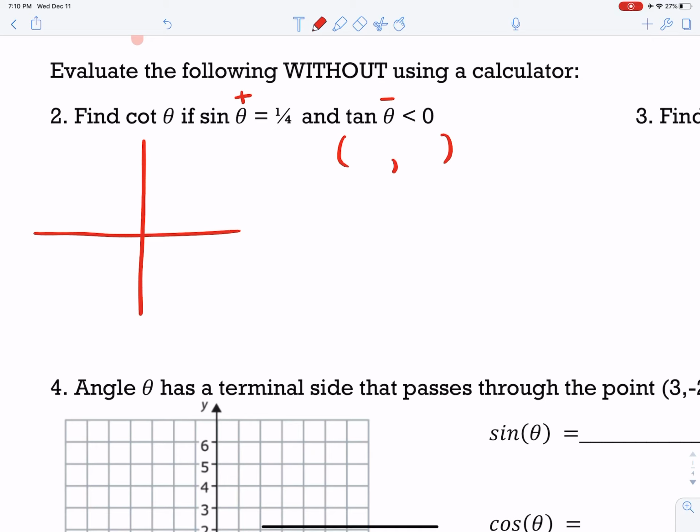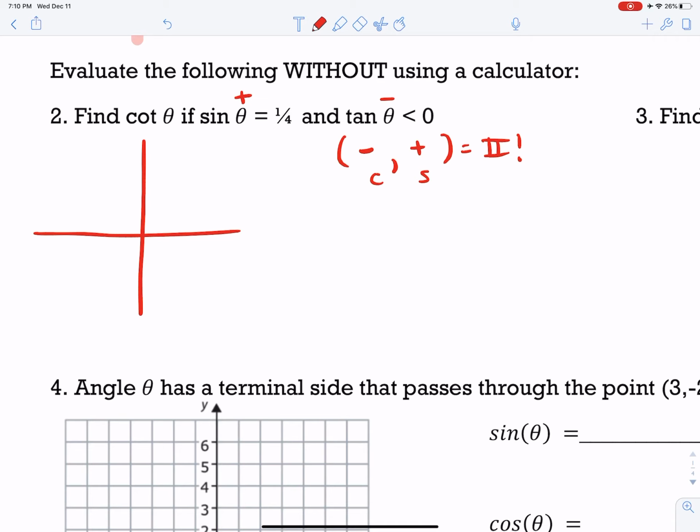So when we plug it into our points, we know the first spot is C, the second spot is S. So this is our positive. And if tangent has to be negative, we always divide sine divided by cosine to get tangent. Well, the only kind of number that you can divide a positive by to get a negative answer is a negative number. So this is negative, positive. So the quadrant that we are ending up in is quadrant number 2.